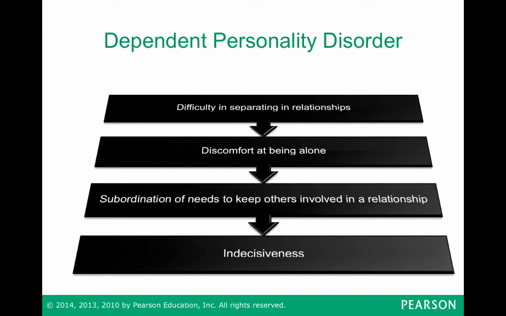They may be indiscriminate in their selection of mates, and they may put up with a lot because they'd rather do that than be alone. So this can lead to some abuse situations. You can imagine that a narcissistic personality disorder may be attracted to a dependent personality or vice versa. And these people also tend to be very indecisive.